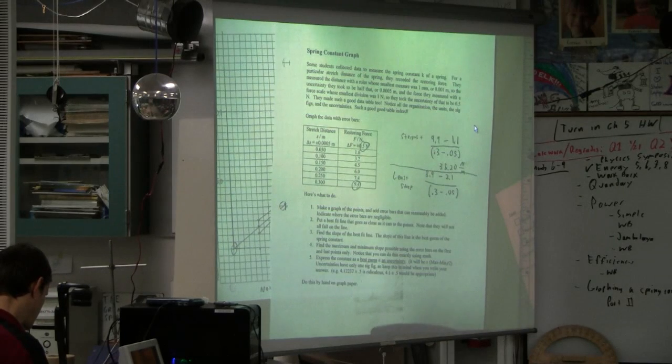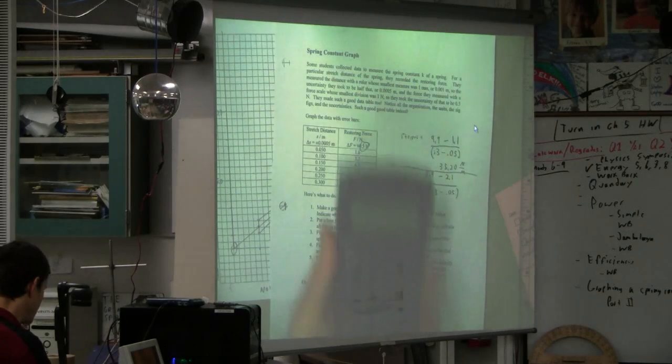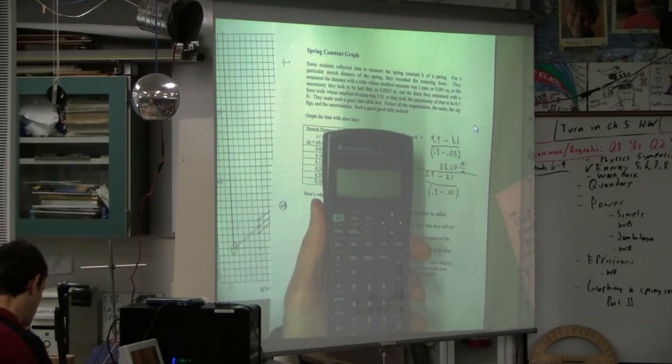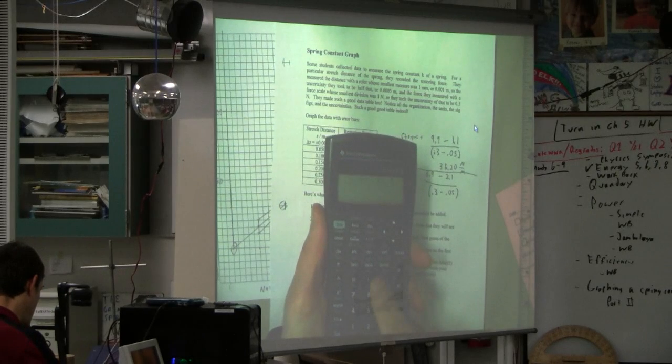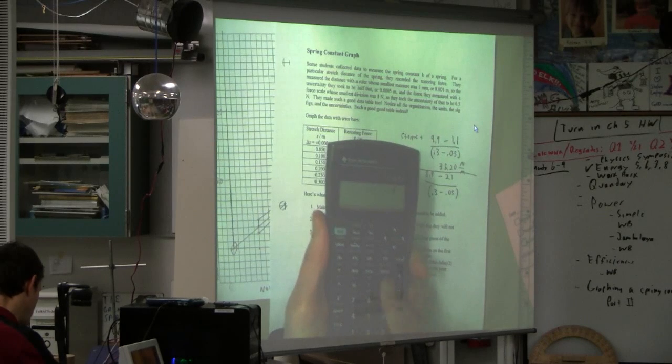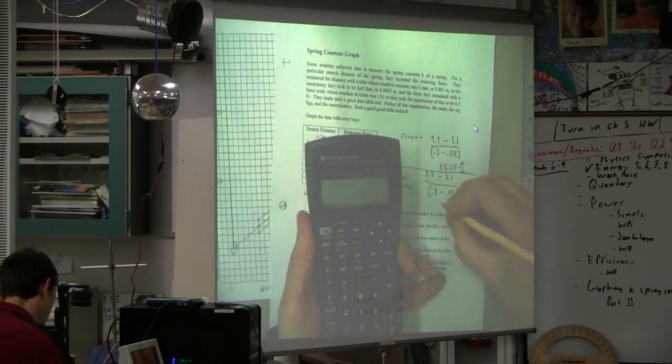So 8.9 minus 2.1, in parentheses, right? Divided by 0.3 minus 0.05. 27.20.